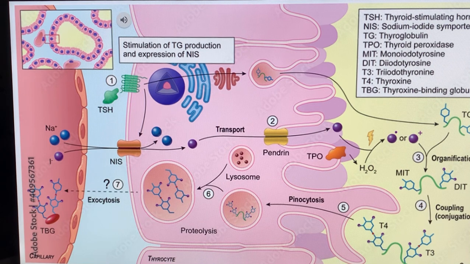TPO combines MIT and DIT molecules to make triiodothyronine and tetraiodothyronine. So 1 MIT and 1 DIT equals T3, which is triiodothyronine. And 2 DITs make T4, which is tetraiodothyronine. T3 and T4 are both the thyroid hormones.